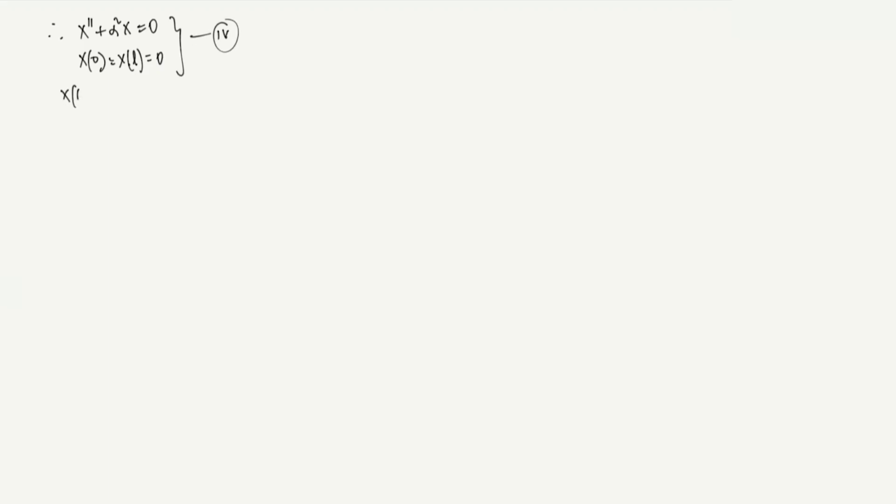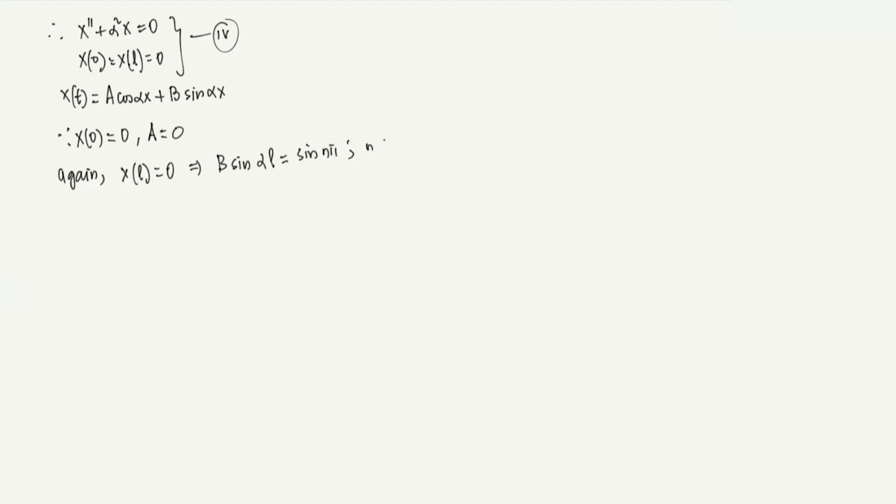Now, you know that any solution of this, x of t, looks like a cosine alpha x plus b sine alpha x. Clear? This is the solution. And since x of 0 equals 0, that will imply, if you put it here, a is going to be 0. Now since x of L equals 0, that will imply that b sine of alpha L equals 0, which equals sine of n pi, where n is in Z.